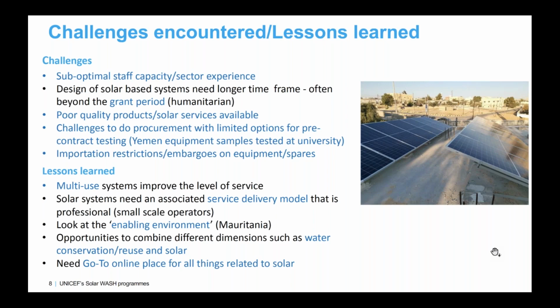We have learned that multi-use systems improve the level of services, that we can really improve the service delivery model because it's much more professional, using smaller scale operators or working with the utilities for the operation and maintenance. We have learned about the importance of the enabling environment factors. Countries like Mauritania have put a lot of processes and building blocks in place in the whole sector to make solar a really successful experience, with opportunities to combine with different approaches.